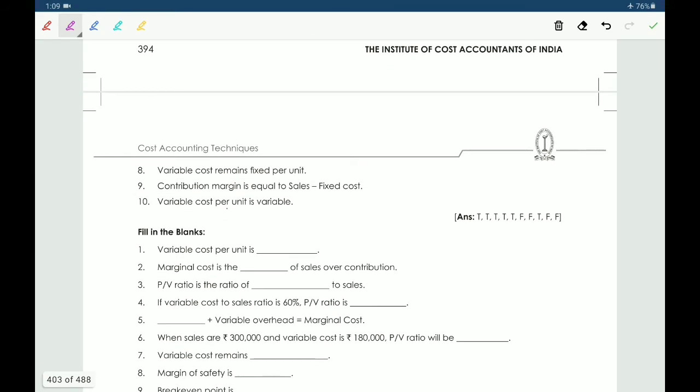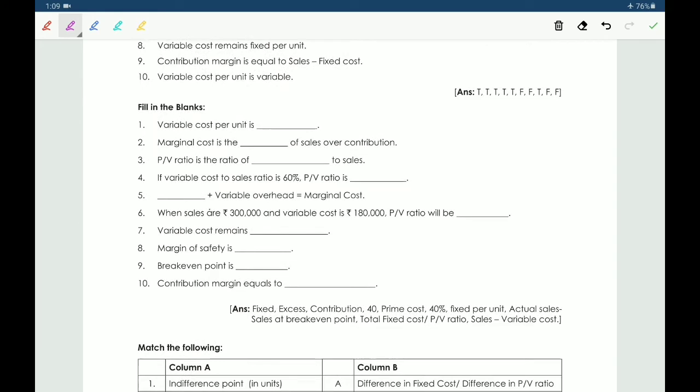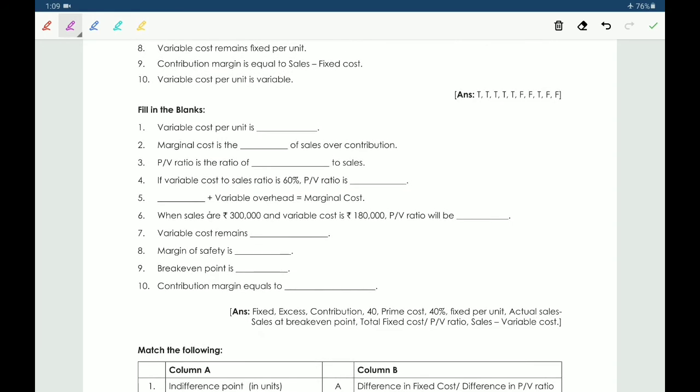Next, eighth one, variable cost remains fixed per unit. Okay, it's true. Contribution margin is equal to sales minus fixed cost. It's a false statement. Sales minus variable cost. 10th one, variable cost per unit is variable. False statement.